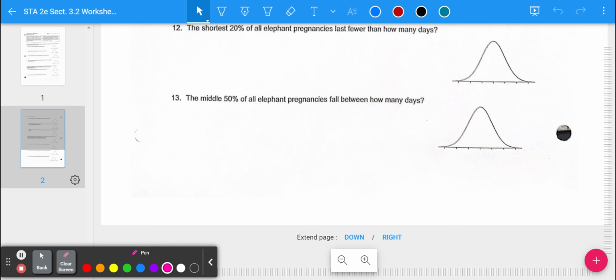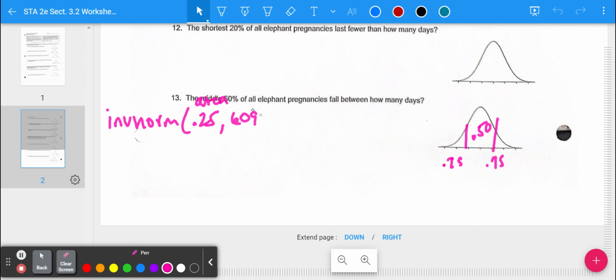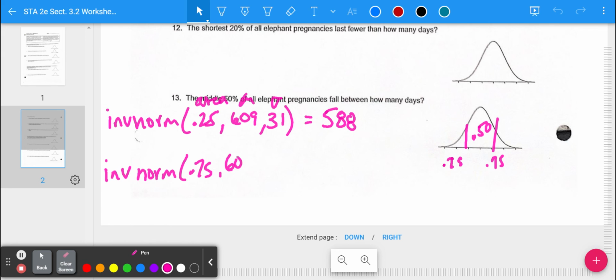For this last one, it says the middle 50% of all data. Okay, so I'm looking for this middle 50%, or remember we can find that by running our 25% inverse norm and our 75% and then subtracting those two values. So if I run the inverse norm, 0.25 as my area, 609 is my mean, 31 is my standard deviation, I get that to be 588 days. Then if I come back and run the inverse norm, 0.75, because again, that'll be my middle 50%, subtracting those two things. 609, 31. Still got to label these parts. Don't be lazy. This is the area. I will find that I get 630 days. So the middle 50% of my data will fall between 588 days and 630 days.